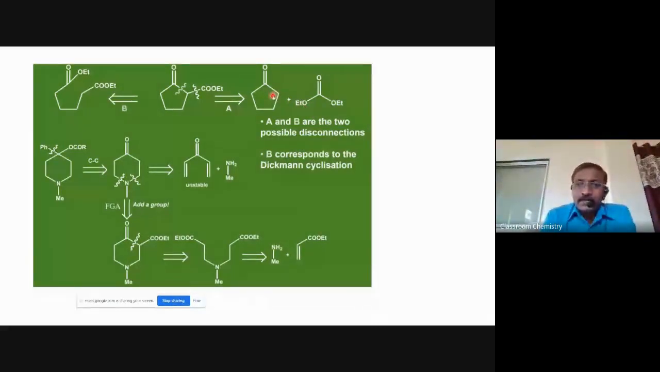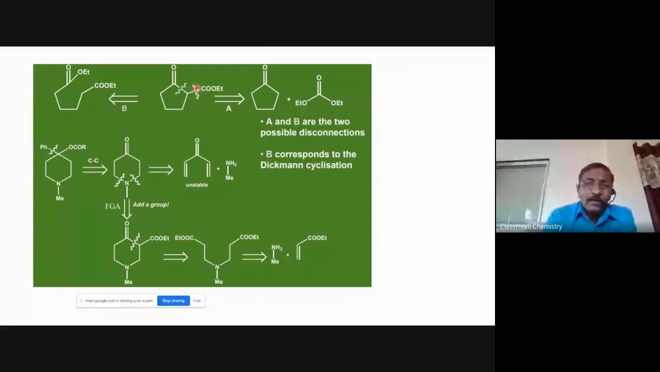Here again, we can try to carry out further disconnection, because if cyclopentanone is not available, then we can disconnect over here. So this is the A part, but cyclopentanone is also available. This is the A disconnection. Now we can see the B disconnection.